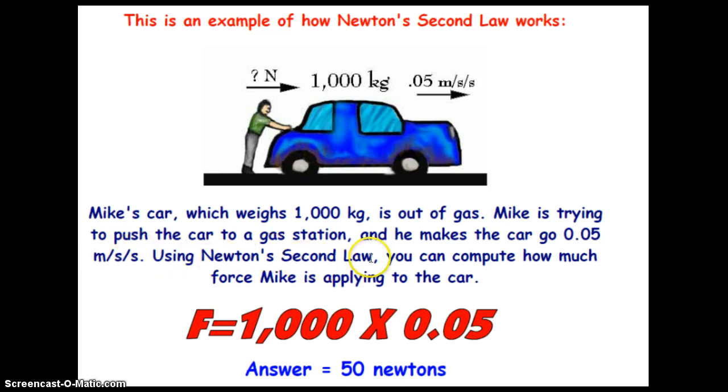Using Newton's second law, you can compute how much force Mike is applying to the car. So let's solve this. F equals 1,000 kilograms times 0.05 meters per second squared, and the final answer would be 50 newtons. It would be 50 newtons of force that Mike is applying to the car, this 1,000 kilogram car, to make it accelerate at 0.05 meters per second squared.